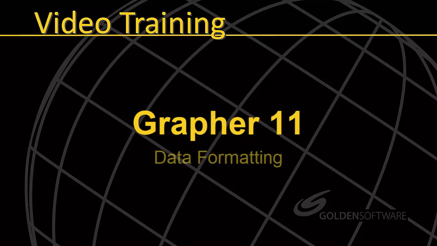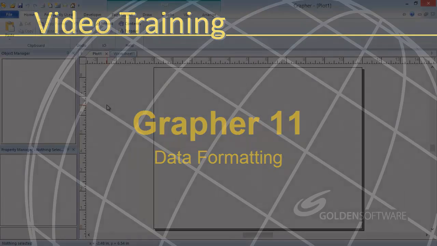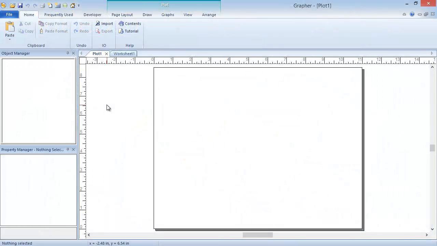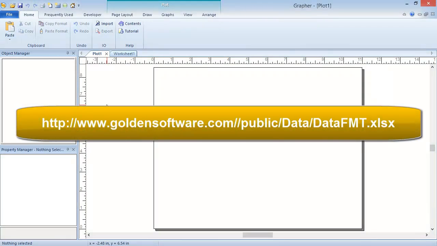Grapher 11 is an advanced 2D and 3D graphing program that can display data in a number of different graph formats. This video explains how data should be arranged and formatted in order to create graphs easily in Grapher 11. Grapher 11's worksheet window is a great place to make sure data is formatted and arranged in a way that Grapher can use. In this example, we'll use a file named data.fmt.xlsx. You can download this file from the address on screen before continuing with this video.